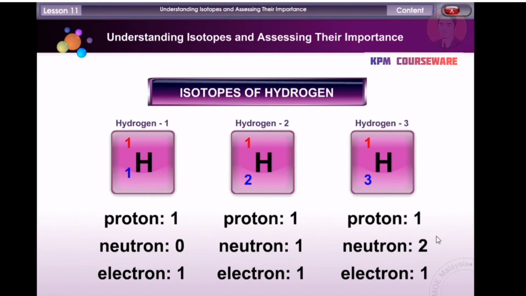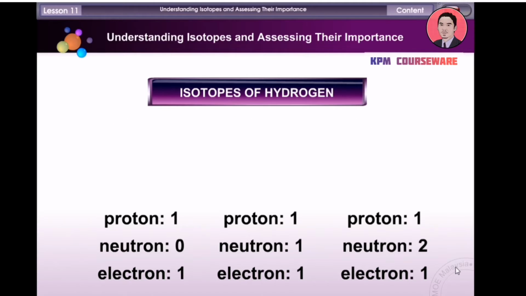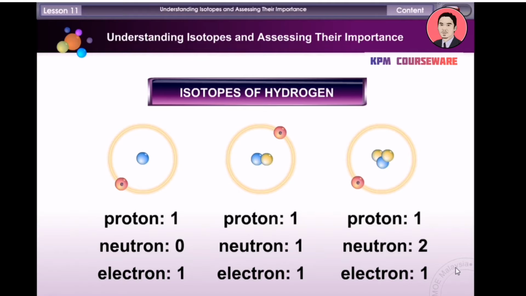How do the isotopes of hydrogen differ from each other? They have different numbers of neutrons. Hence, isotopes are atoms of the same element with different number of neutrons. The most common isotope of hydrogen is hydrogen-1 or protium. The other 2 isotopes are called deuterium and tritium respectively.